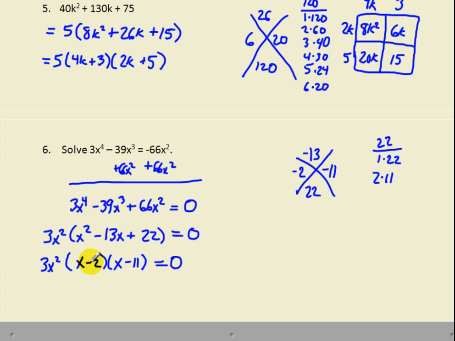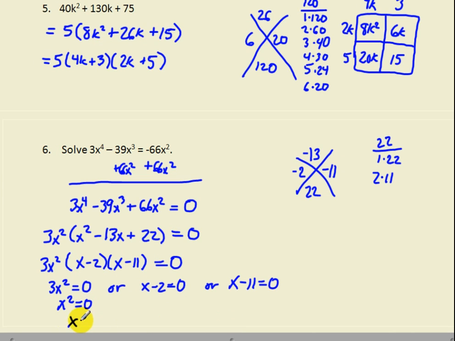So one of those 3 terms has to be 0. So 3x squared equals 0, or x minus 2 equals 0, or x minus 11 equals 0. Here we can divide by 3 to get x squared equals 0, and then take the square root, x equals 0, or add 2 to get x equals 2, or add 11 to get x equals 11.